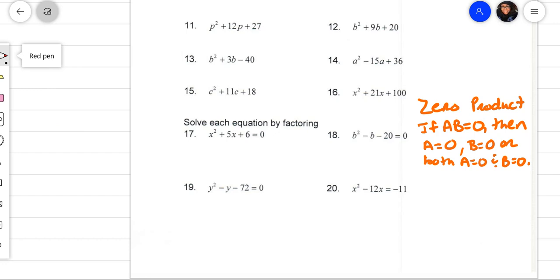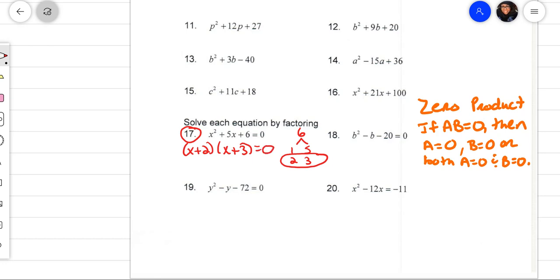So if we look at number 17, we need factors of 6 that add up to 5. Because we're still just going through factoring like normal, the factors of C are going to be either 1 and 6 or 2 and 3. We have to pick the pair that adds up to B. In this case, the pair that adds up to B is the 2 and the 3. So we would write it as x plus 2 and x plus 3. Those are our two binomials.